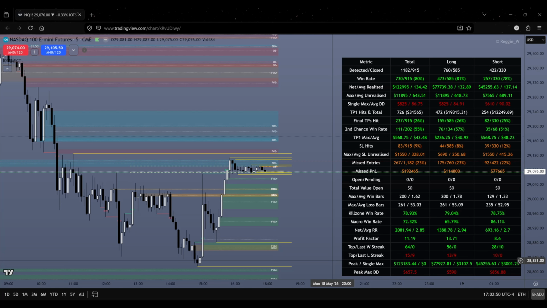Anyway, top and last losing streaks. These are important as well, because if you've got a drawdown that's a grand a trade and you have a 15 losing streak in trades, you're down 15 grand. So that's not good, is it? Anyway, next up, got peak and single max. This is the peak equity reached and the biggest single winner. Now the total column, ignore the zero, it's fine. Biggest single winner, 3 grand, 3 grand. I don't mind that, that's okay.